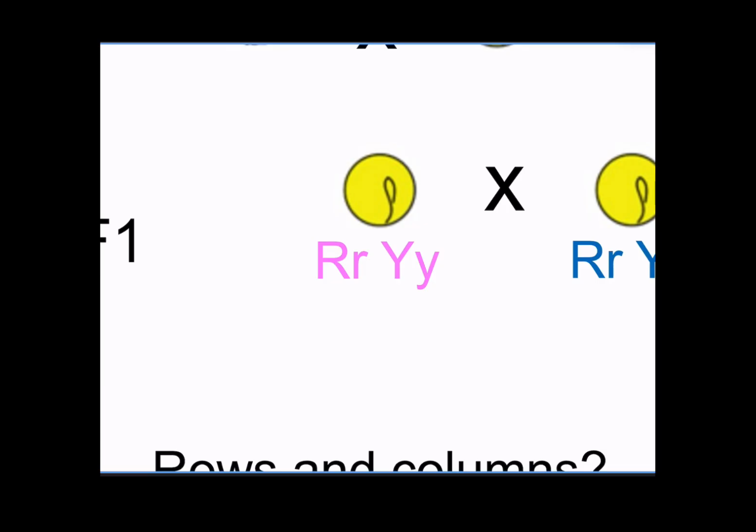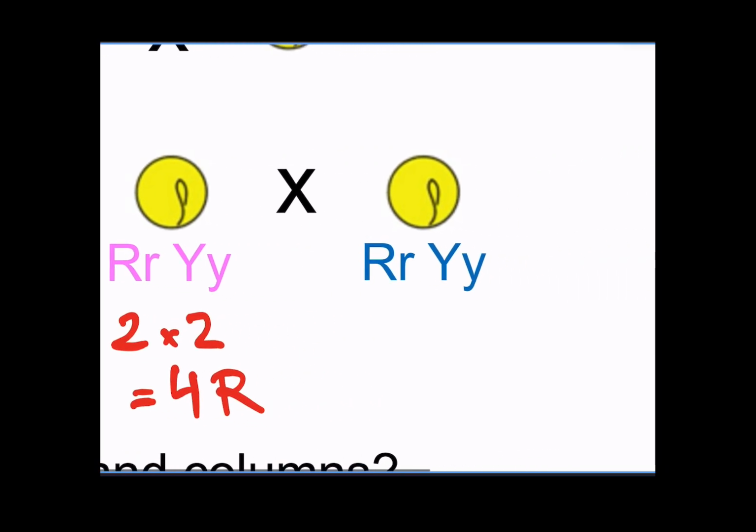Allele types, how many are there? 2. Write down a 2. How many allele types for the second locus? 2 as well. So you multiply those, and now you determine that you need 4 rows in this Punnett square.